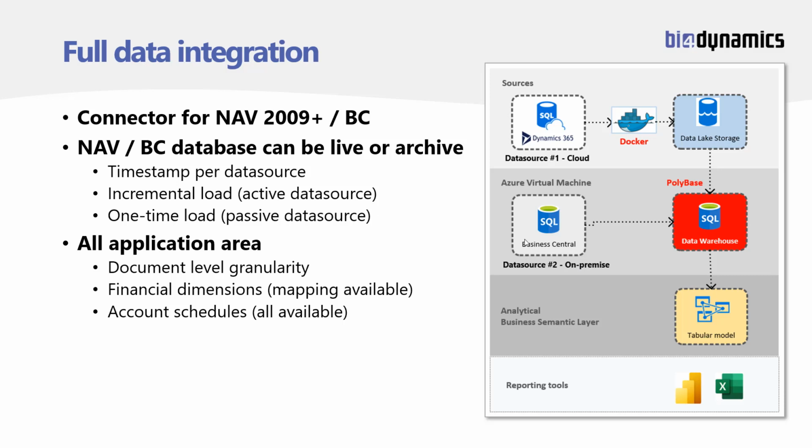Other sources, on-premise sources, would be uploaded in an Azure Virtual Machine if it's an archive part, or uploaded into a data warehouse if this is in a local environment. The connection would be a linked server, which is fast, and this is also PolyBase, so it's all fine. Now, out-of-the-box functionality supports all application areas. You get granularity of document level, financial dimension, account schedule, and all the functionality that it has. The user will not see or feel the difference where the data are coming from. It is seamlessly integrated together.